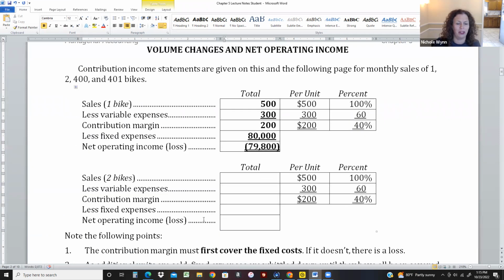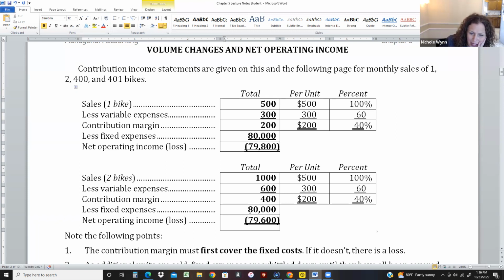So the next example I want to look at is what if I sell two bikes? So I doubled my sales, yay for me. So instead of 500, it's 500 each times two bikes. So that's 1,000. And then my variable costs, instead of 300, it's per unit, two bikes. So now it's 600. So now my contribution margin is 400, but my fixed expenses are still 80,000. So now instead of losing 79.8, I only lose 79.6.